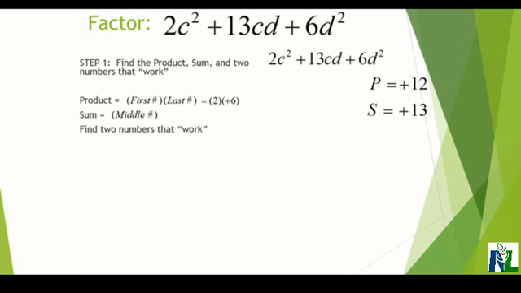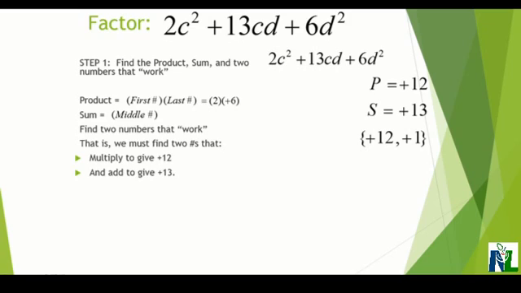When I say find two numbers that work, we're trying to find two numbers that at the same time multiply to give us positive 12 and add to give positive 13. For us, those numbers are 12 and 1. Positive 12 times positive 1 is positive 12, and positive 12 plus 1 gives us positive 13.